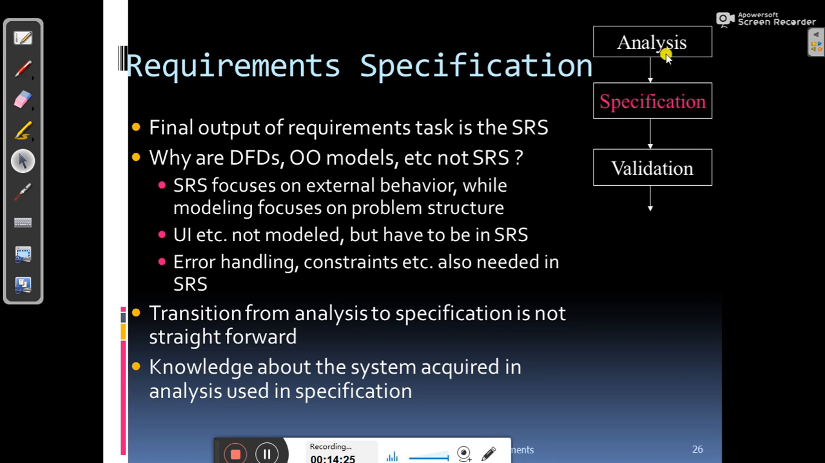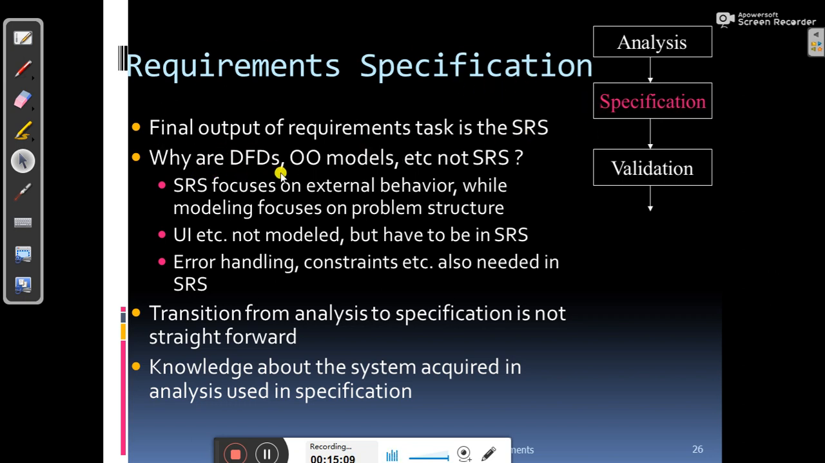In the analysis phase you use DFDs and other diagrams to analyze the task and the parts of the main project. You analyze all those things, and that analysis will give the specification, and we will go into that specification part. The final output from the DFD or any other diagrammatic tools used to analyze the software or system will lead to the requirement specification. So the final output of the requirement task is the SRS. That is the specification part.